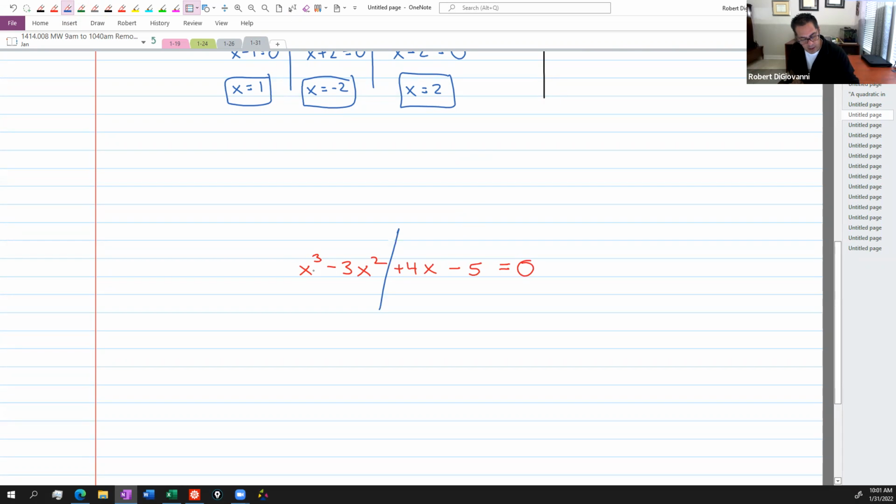Well, let's see. I can pull out of the first two. I can pull an x squared out. I'm left with x minus 3. And then I say, okay, well, if this is going to work, I need an x minus 3 here. And so I need to figure out what goes here. If you look at this, I need a 4x. The only way to get a 4x is if I put a 4 out here. And that will give me the 4x. But if I distribute the 4 through here, I'll get negative 12, and that's not negative 5. So that's not going to work. So grouping does not always work.